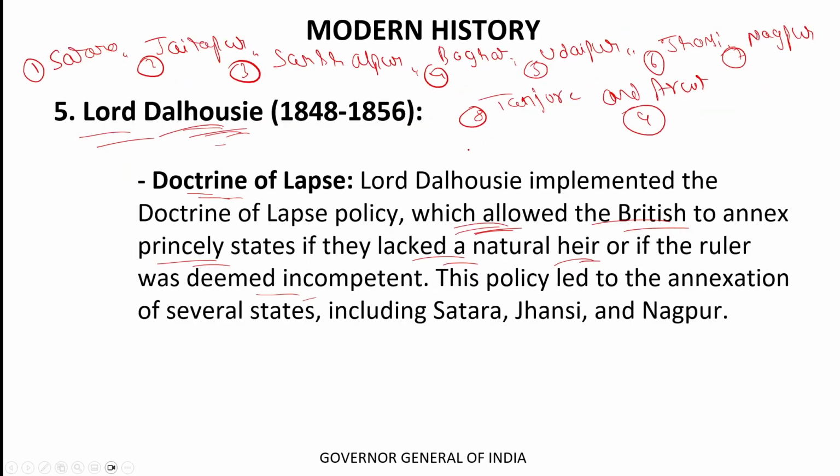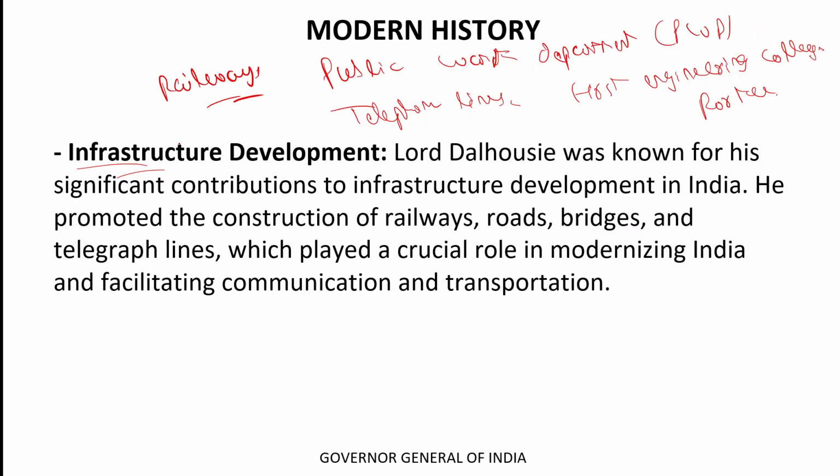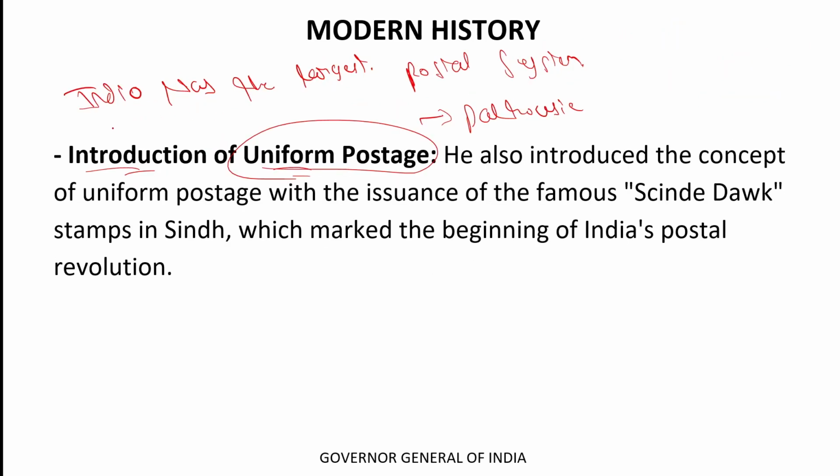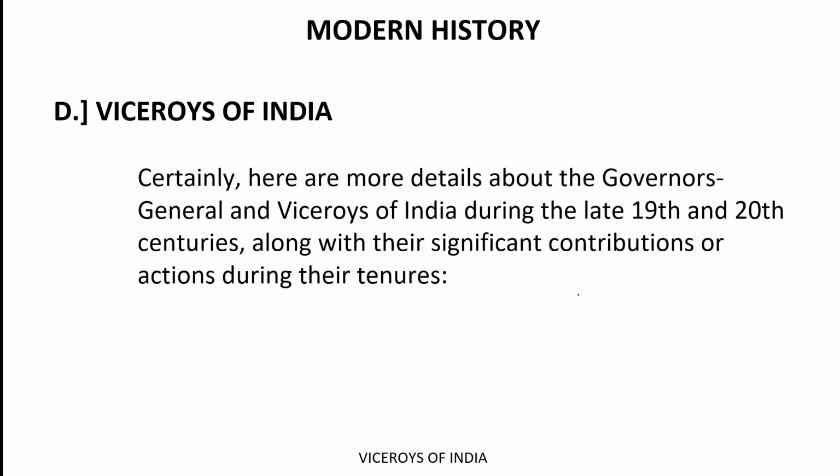So remember that Dalhousie introduced the doctrine of lapse and captured these areas: Satara, Jaitapur, Sambalpur, Bhagat, Udaipur, Jhansi, Nagpur, Tanjore and Arcot. Thereafter, he also contributed to infrastructure like the railways, the PWD department, telephone lines, and the first engineering college at Roorkee. He also introduced uniform postage, on which we still work today. And Dalhousie Hill Station also. Got it? Now let's move forward.